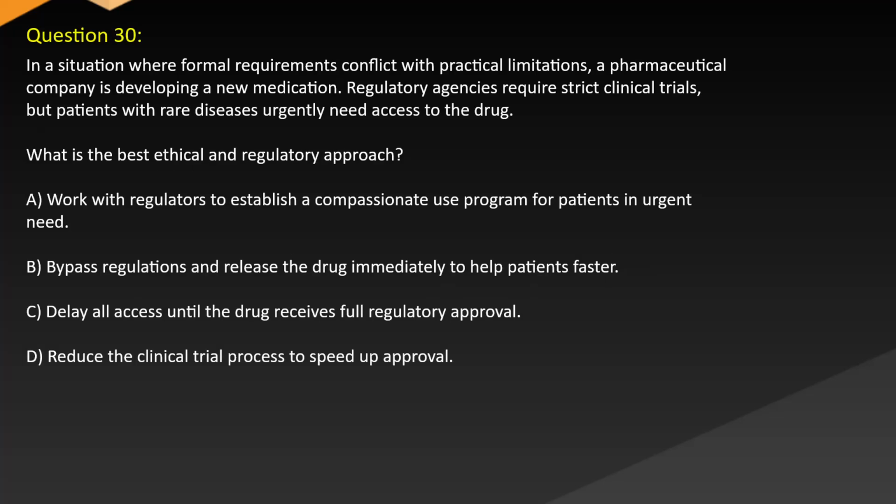Question 30. In a situation where formal requirements conflict with practical limitations, a pharmaceutical company is developing a new medication. Regulatory agencies require strict clinical trials, but patients with rare diseases urgently need access to the drug. What is the best ethical and regulatory approach? A. Work with regulators to establish a compassionate use program for patients in urgent need. B. Bypass regulations and release the drug immediately to help patients faster. C. Delay all access until the drug receives full regulatory approval. D. Reduce the clinical trial process to speed up approval.